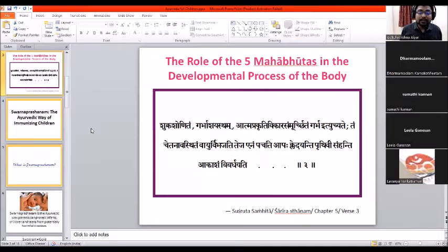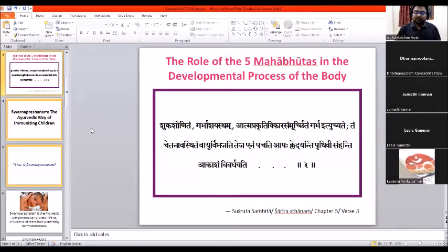And then apaha kledayanti. So Jala Mahabhuta imparts kleda bhava. So it imparts water to it. And then prithvi samhanti. Prithvi Mahabhuta helps it to gain in a structural basis. Akasham vivardhayati. Akasha helps it to grow.